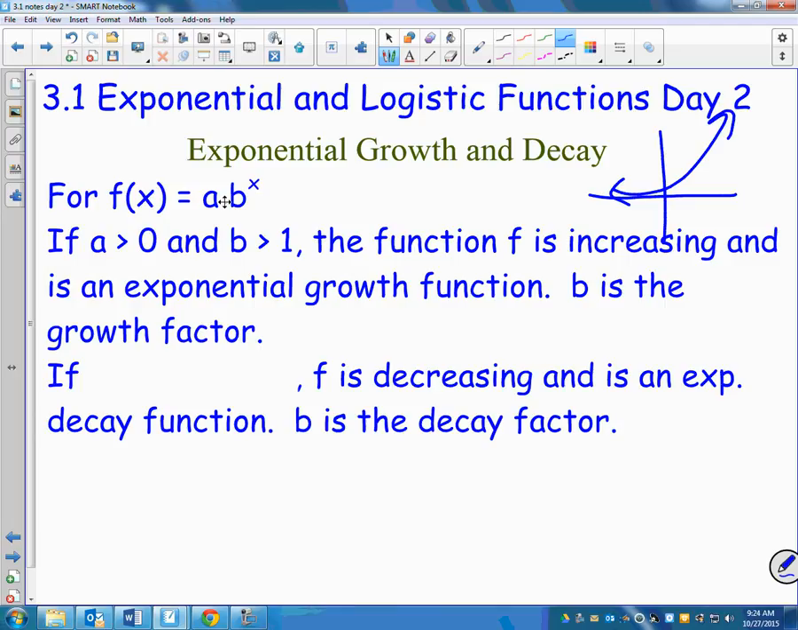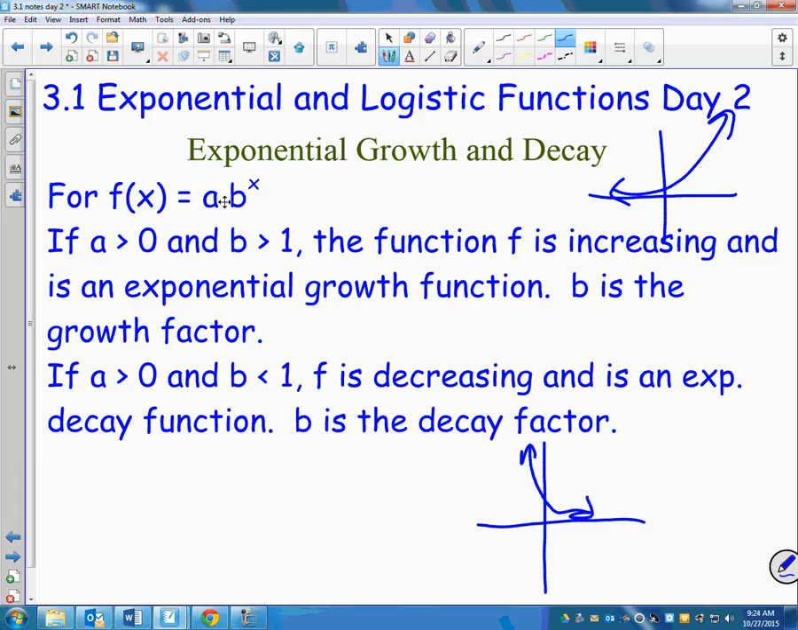If you change it around and you make a still greater than 0, but b is less than 1, then you're going to get an exponential decay function that looks like this.